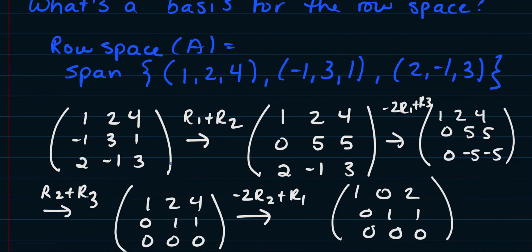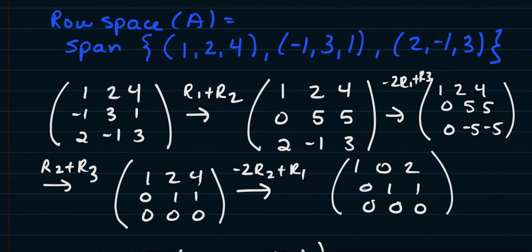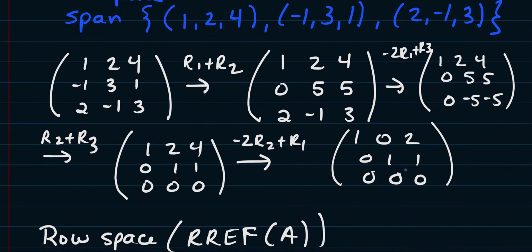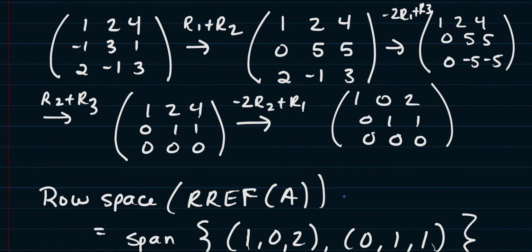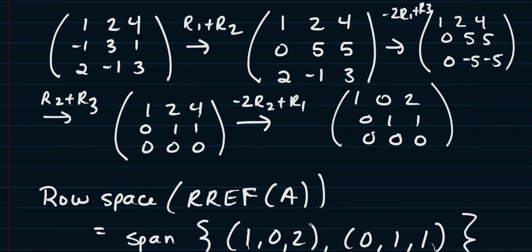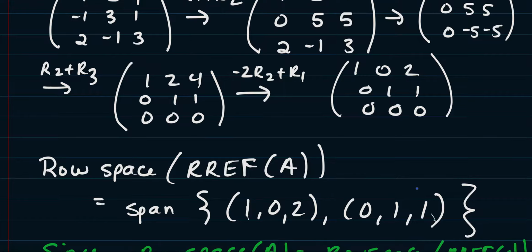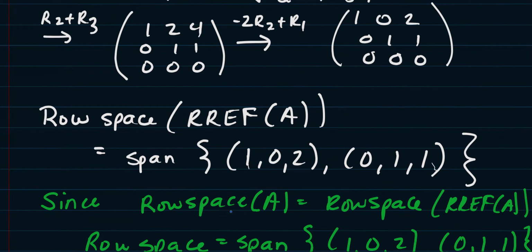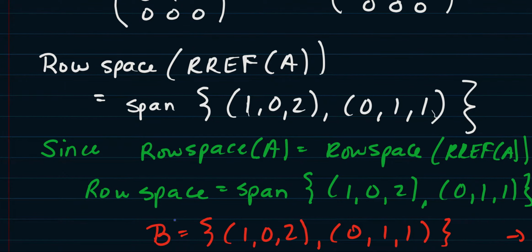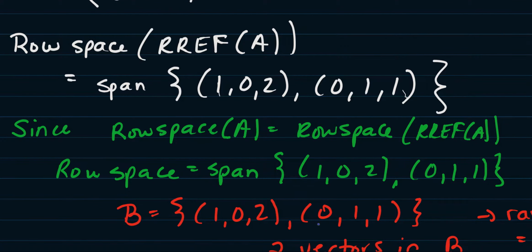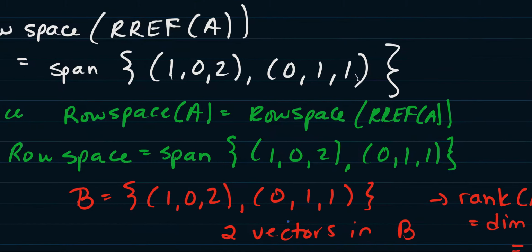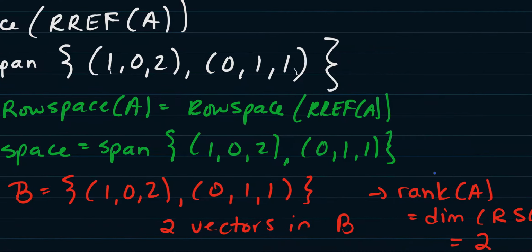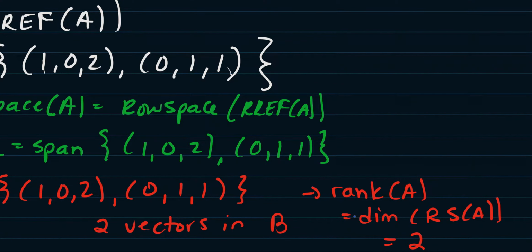We put that matrix into reduced row echelon form, and we saw that these two rows, the span of these vectors, will give us the row space. And because these two rows are linearly independent, they form a basis for the row space. So the row space of A was equal to the row space of the reduced row echelon form. And here's the basis for the reduced row echelon form. So that's also a basis for the row space of A. There's two vectors in this basis, so the rank, which is equal to the dimension of the row space, is 2.